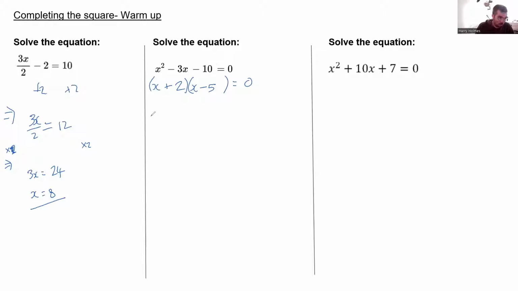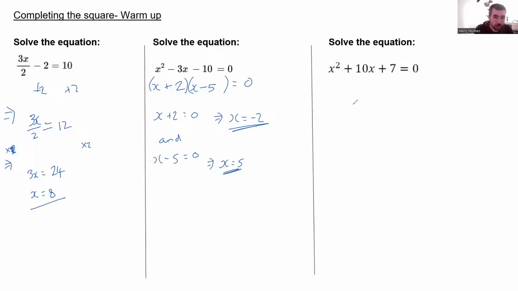One of the solutions, because we've got two brackets times together, one of these brackets has to be 0. So we then get either x add 2 equals 0. That gives us one solution. The other solution comes from the other possibility, which is that the bracket x minus 5 is 0. And this first possibility, x add 2 being 0, would give us x equals negative 2 as an answer. And this second possibility, where it's the bracket x minus 5 that's 0, then we can add 5 to both sides and x equals 5 is our other solution. So those are the two solutions for that one.